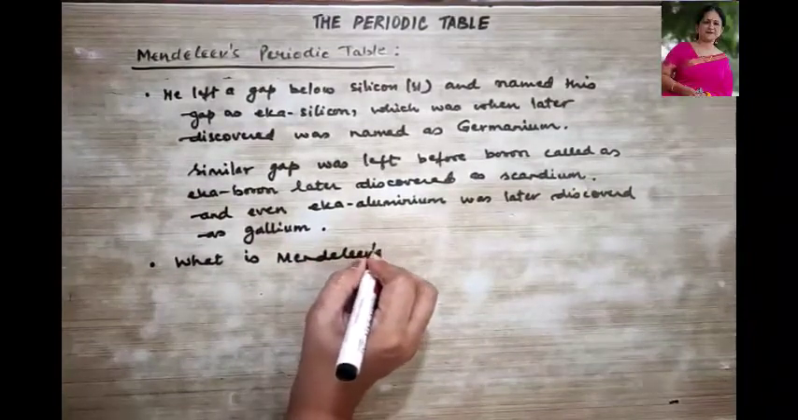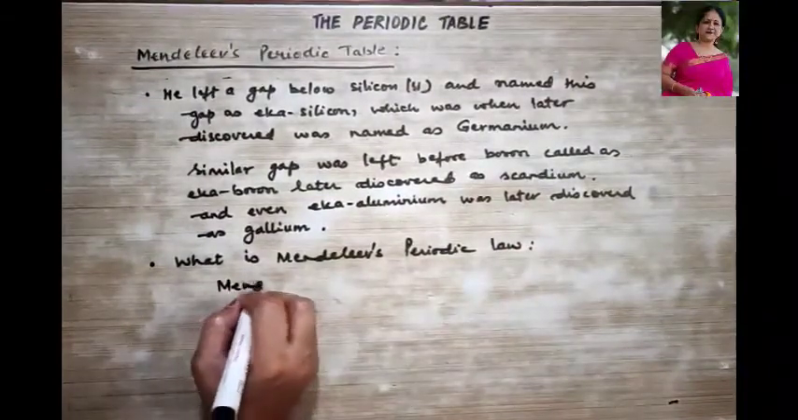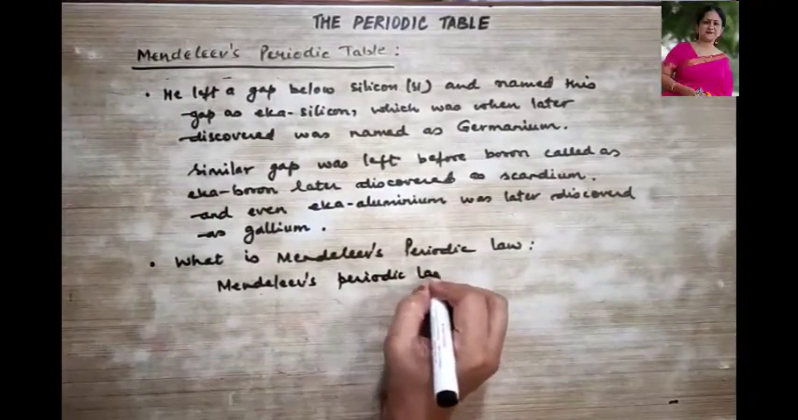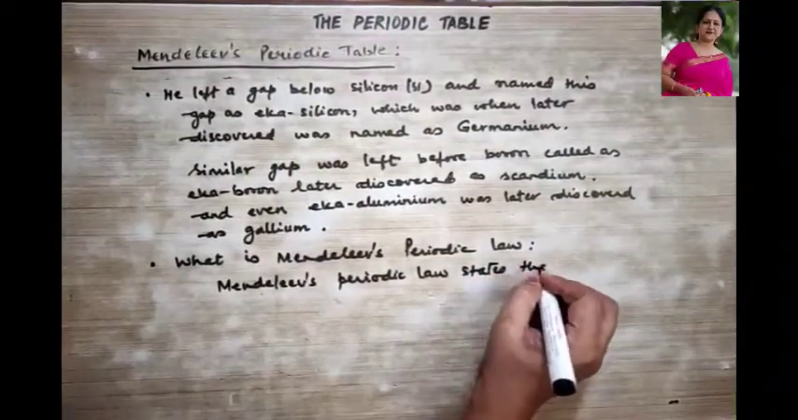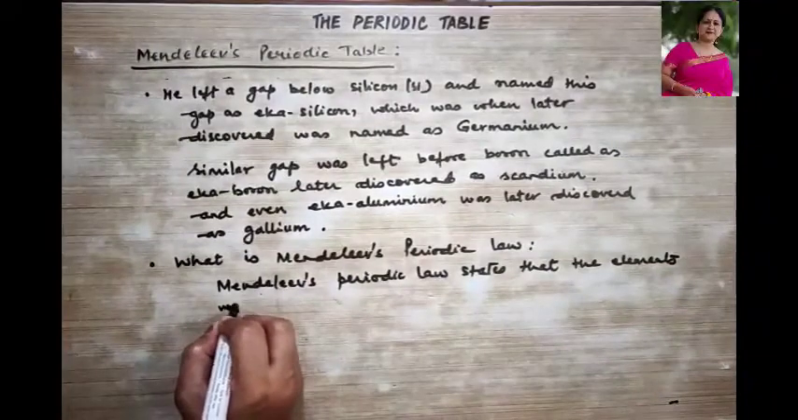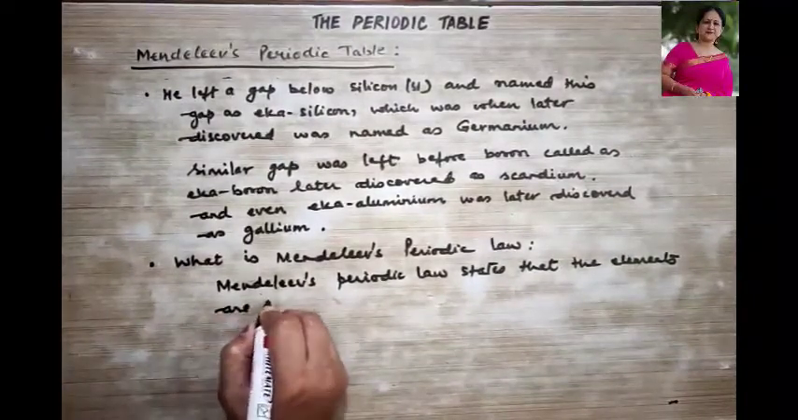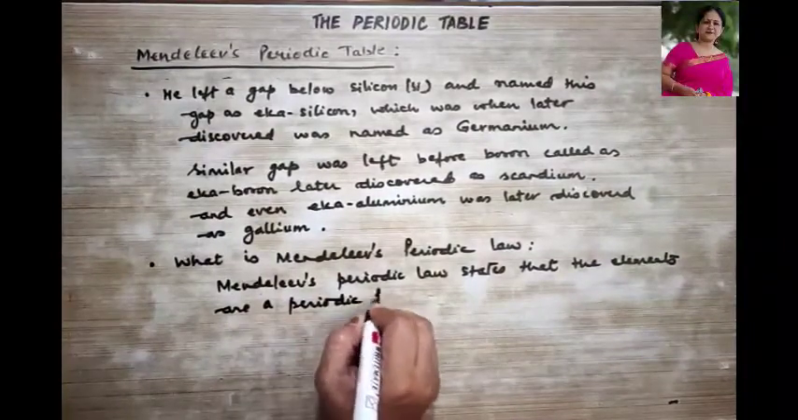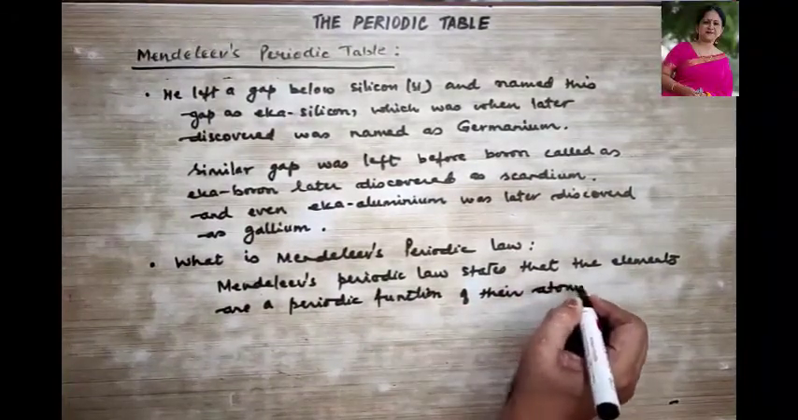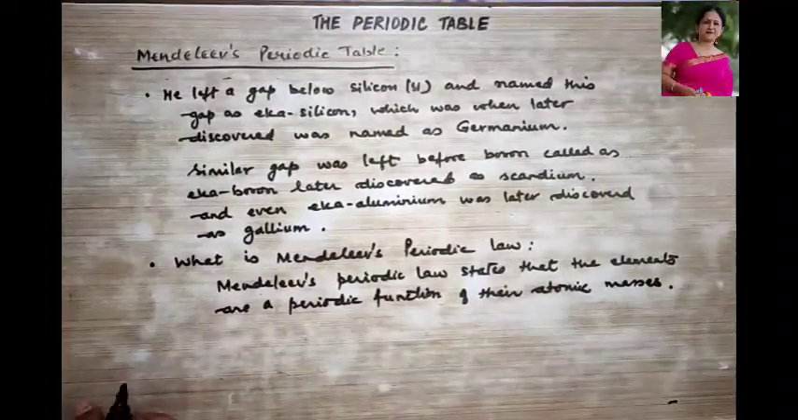what is Mendeleev's periodic law? Okay, so I should write down over here, Mendeleev's periodic law states that the elements are a periodic function of their atomic masses. Okay, so this was also very important.